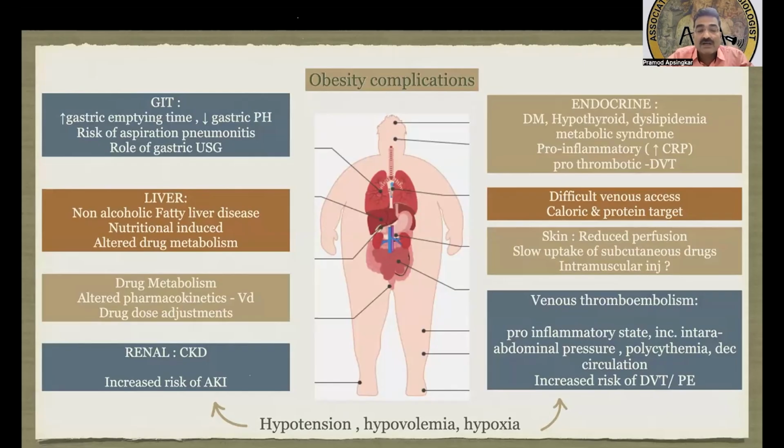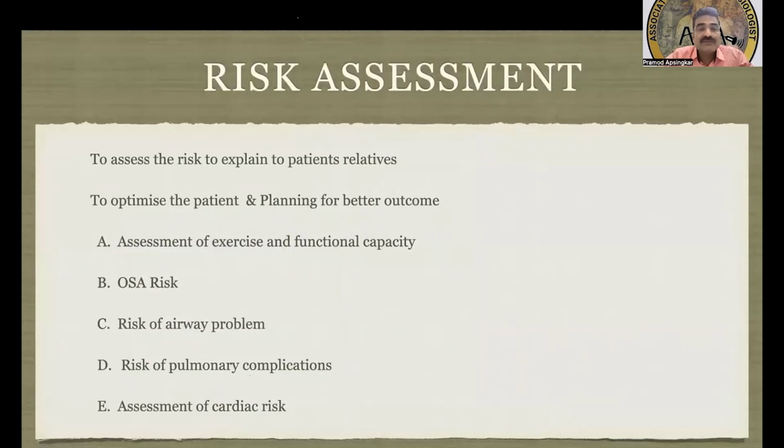And if associated hypoxia and hypotension are there, we have to be very careful about post-operative pulmonary embolism. And if on top of that you give subcutaneous heparin, and it does not get absorbed, the chances of PE are very high. So we have to assess the risk first if these patients come to you for various surgeries, not only to explain the risk to the patient, but to optimize the patient and for better planning.